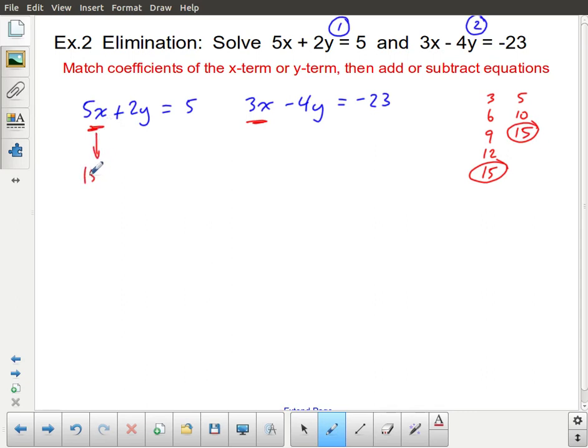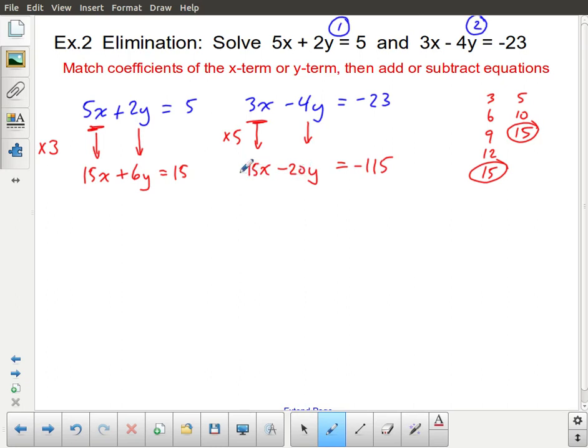So how do I turn this into 15x and turn this into 15x? Well, what did I have to do? To this equation, to turn 5 into 15, I had to multiply everything by 3. And to turn 3 into 15, I had to multiply everything by 5. So if I multiply by 3, I have to multiply everything by 3. 3 times positive 2y becomes positive 6y equals 3 times 5 is 15. Similarly, over here, I multiply by 5, and that's going to be 5 times negative 4y, which is minus 20y. And 5 times negative 23, that's not necessarily trivial, that's equal to negative 115. So now that I've done this, I could solve these by what's known as elimination.